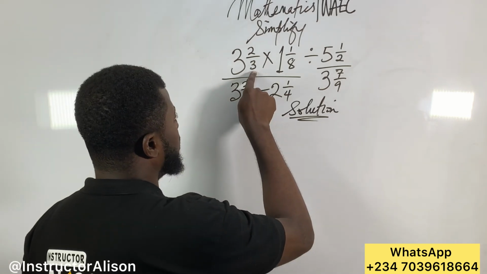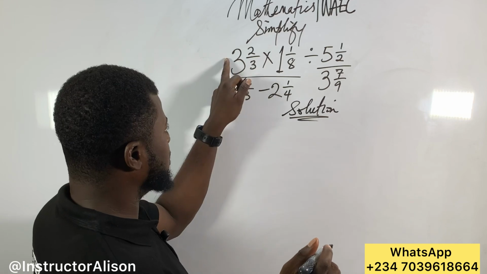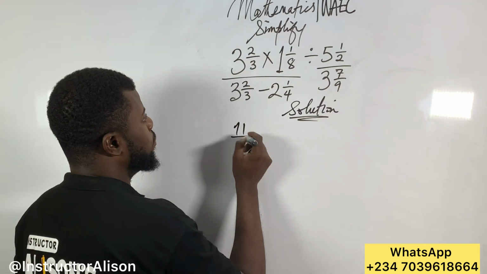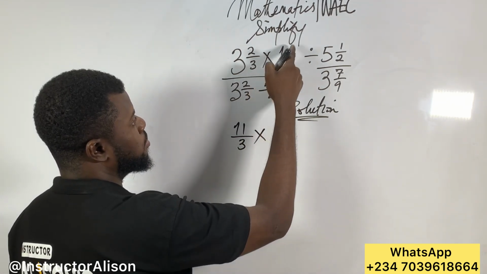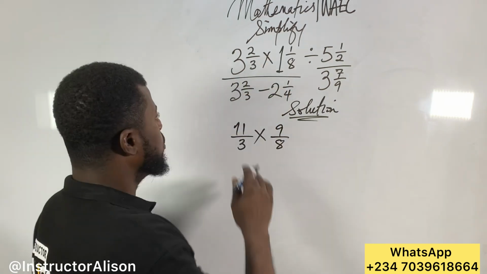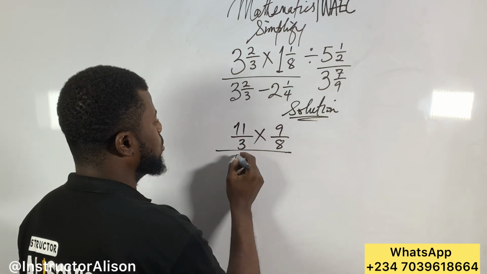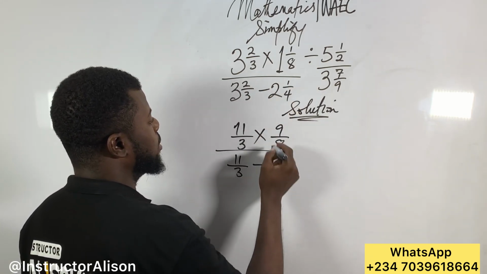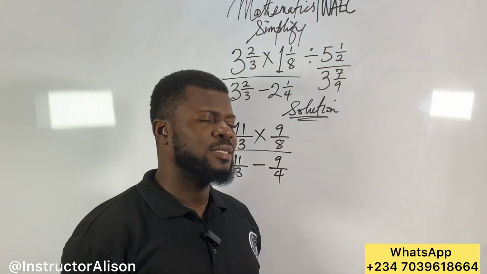Use the denominator, multiply by the whole number and add the numerator. 3 times 3, 9 plus 2, 11, so I get 11 over 3. Then 8 times 1, 8 plus 1, 9 over 8. Then 3 times 3, 9 plus 2, 11 over 3, minus 2 times 4, 8 plus 1, 9 over 4. I don finish sharp.